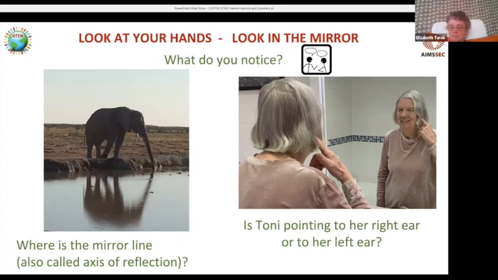And the interesting thing is that I appear the same distance behind the mirror as I'm actually standing in front of it. And that's the feature of, Elizabeth said that the mirror line is between the elephant and the water. It's exactly between, so that every point is reflected to another point that's exactly the same distance on the other side of the mirror line. Straight through, and that's why my right ear appears to be my left ear in the picture.